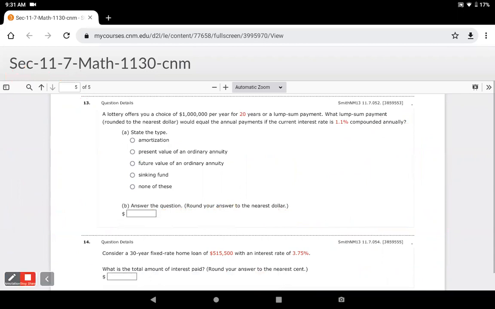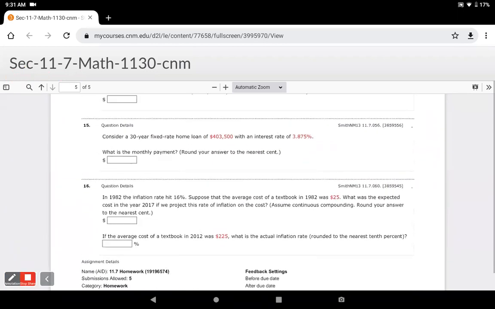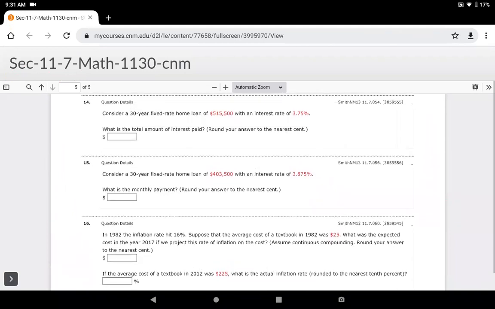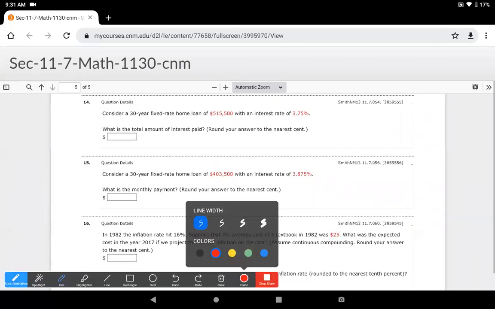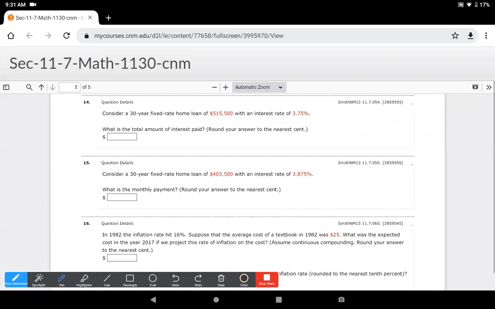Let's see. Okay, let's look at the last few. We just have 3 questions left, but there are 4 questions there. Okay, so consider a 30-year fixed rate home loan. So this is going to be a home loan, but I'm not going to write anything down yet because there's always twists, I think. With an interest rate of 3.75%. What is the total amount of interest? Because we're not picking formulas anymore. Now they're going to make us work for it. So even though I got excited that we were almost done, it actually got a little difficult.